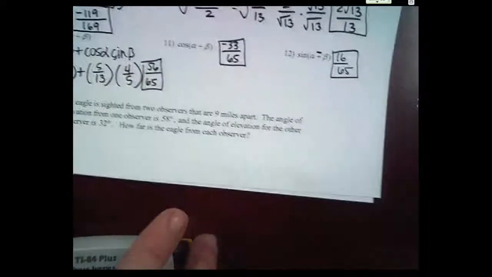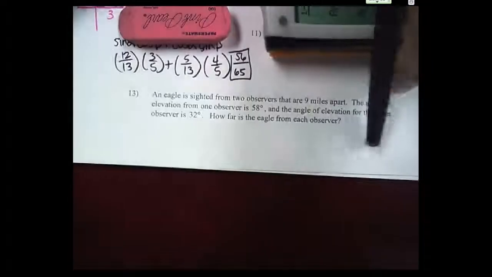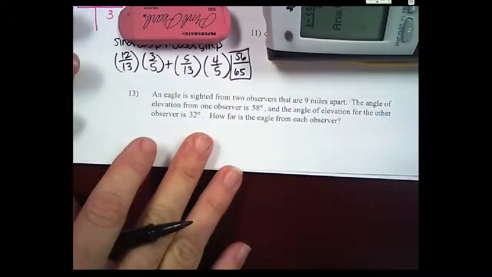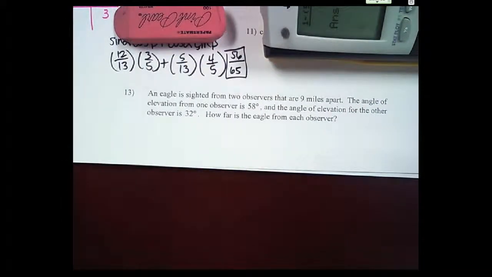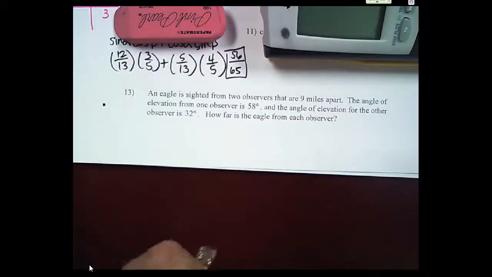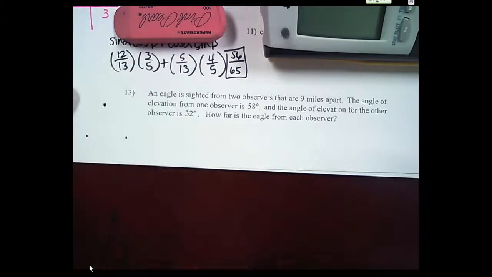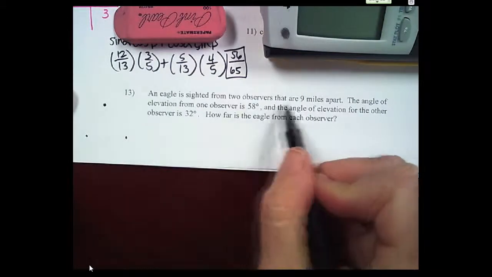Okay, it has been a long time since we've done a problem like 13, but if you're taking the final, there's one like it on the test. So read 13 to yourself for a second. Okay, for this triangle, you have an eagle. So here's the eagle up high, right, guys? And there are two people on the ground that are 9 miles apart.